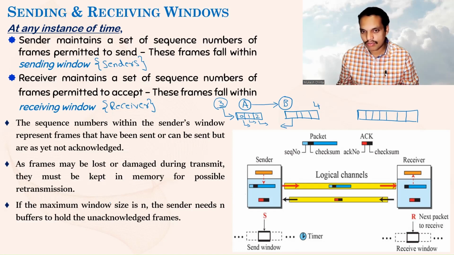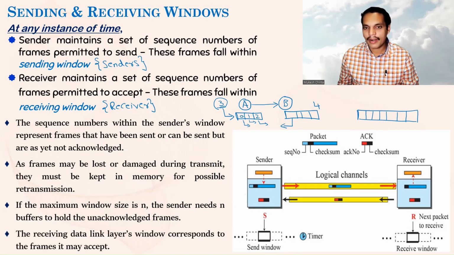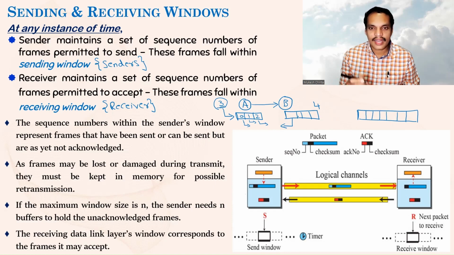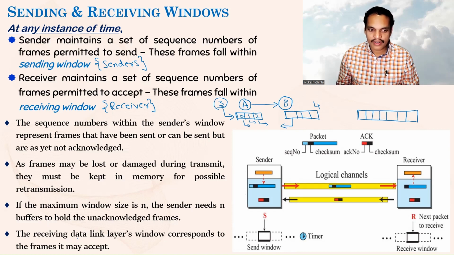The same happens with the receiver's window also, but it is slightly different because the receiver's window contains the sequence numbers of the frames that the receiver is expecting from the sender. So the receiving data link layer's window corresponds to the frames it may accept.